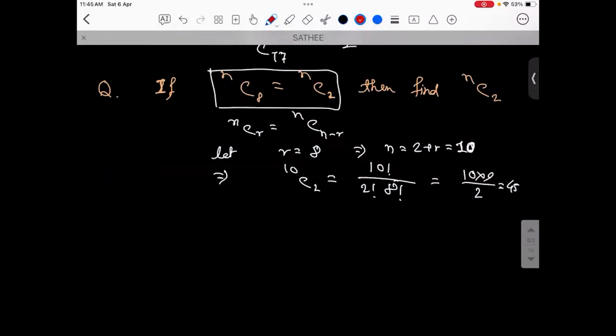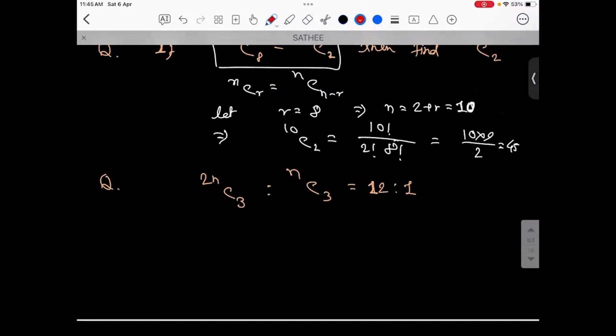Now, let's discuss another question. Let us assume that 2NC3 to NC3 is equal to 12:1. Now you have to calculate the value of n. What value of n should satisfy this condition? So you need to determine the value of n for which this condition is satisfied. For that, use the formula. Nothing else will work. Or if it works, then you can find that, and it will be a good observation.